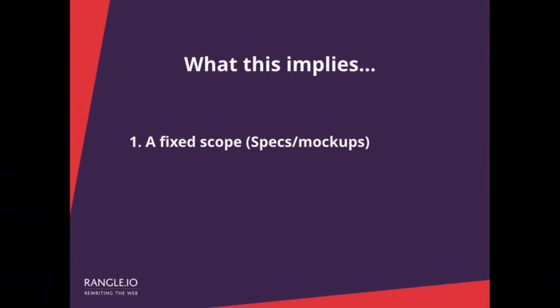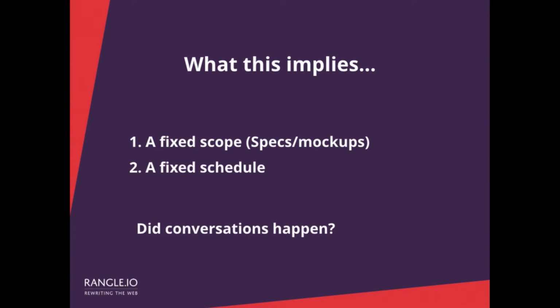So what this implies, we got it done on time. Agile is working, and that's often the way you prove it. Okay, we'll let you do this one Agile project, and then let's see what we get out of it. It implies a fixed scope with specs and mock-ups, a fixed schedule, and raises the question, did any real conversations happen?